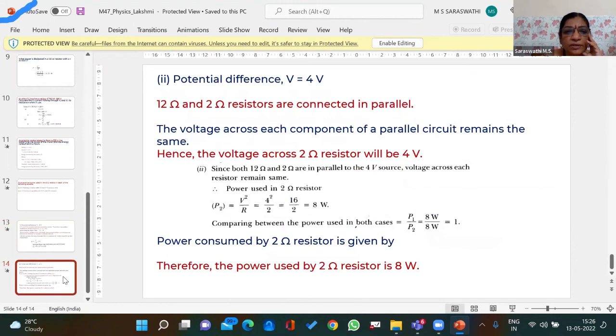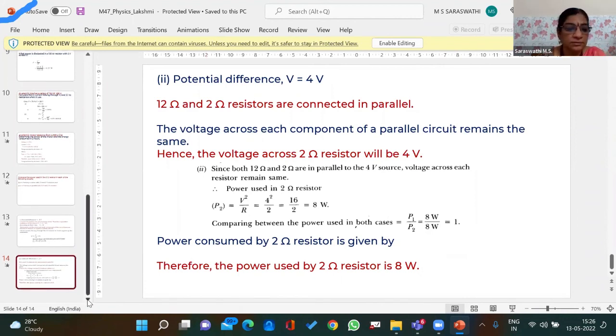What about here? 4 ohms. Are they connected in parallel? The voltage across the 2 ohm resistor will be 4 volts. So here you can straight away use V squared by R. So V squared here is 4 into 4 by 2. So it becomes 16 by 2. Again, it is 8 watts. So the power consumed by both is in the ratio 1:1. Clear? It is not 12. Did you understand why it is not 12?